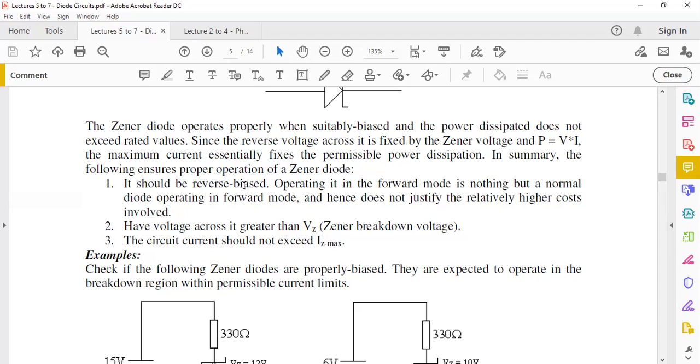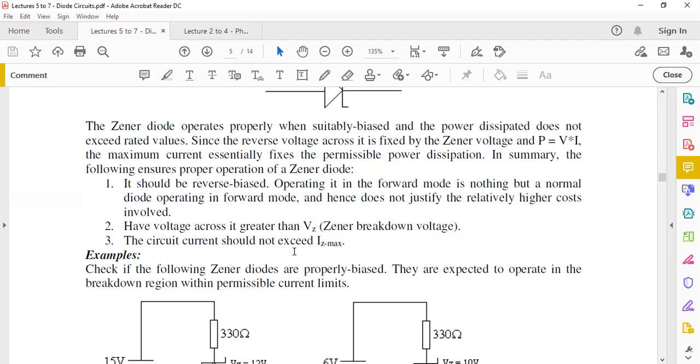It should be reverse biased, because if you operate a Zener diode in the forward bias mode, it's just a normal diode. So you would not waste extra money to buy a Zener diode, because it normally costs more. Operating it in the forward mode is nothing but a normal diode, and therefore it doesn't justify the high cost involved. It should also have a voltage across it greater than the Zener breakdown voltage, because if you look at the characteristic curve for a normal diode and for a Zener diode, if the reverse voltage across the diode is less than the breakdown voltage, it will not conduct.